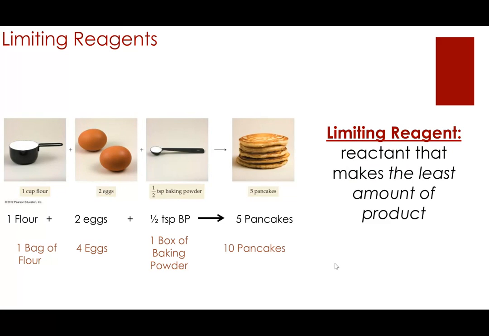Okay. So the limiting reagent or limiting reactant is the reactant that makes the least amount of product. So going through our ingredients again, we have enough flour to make a gazillion pancakes. We have enough baking powder to make a gazillion pancakes. We are limited by the eggs. So the maximum amount of pancakes that I could possibly form is 10 pancakes. That's it.